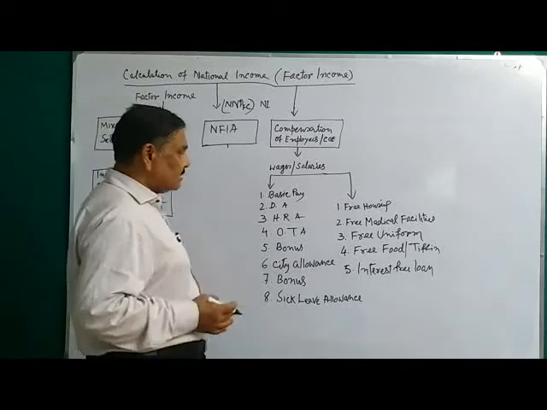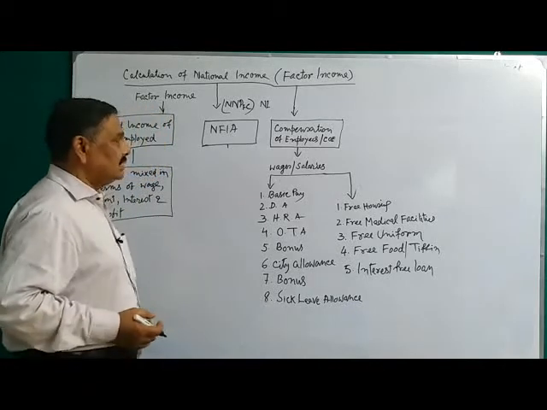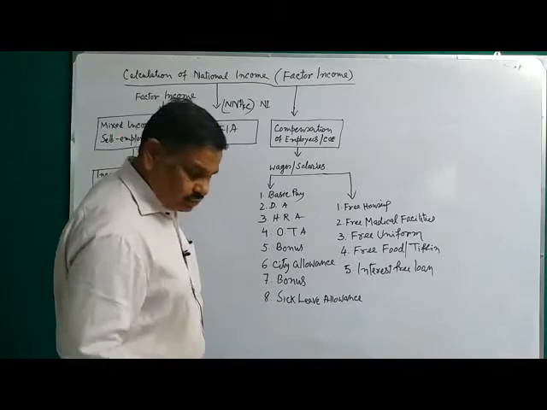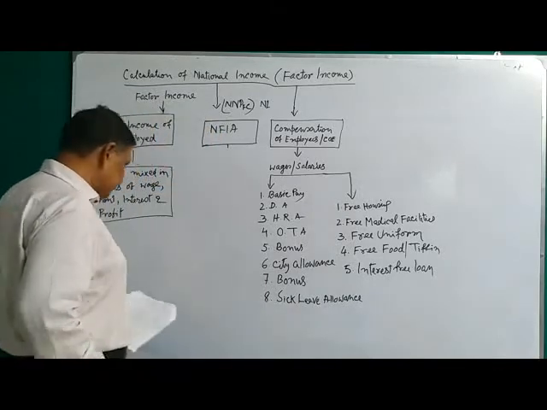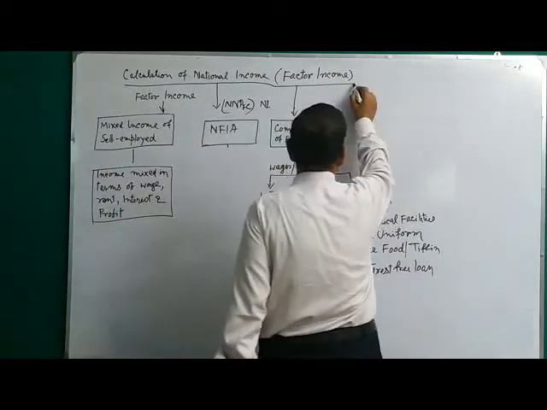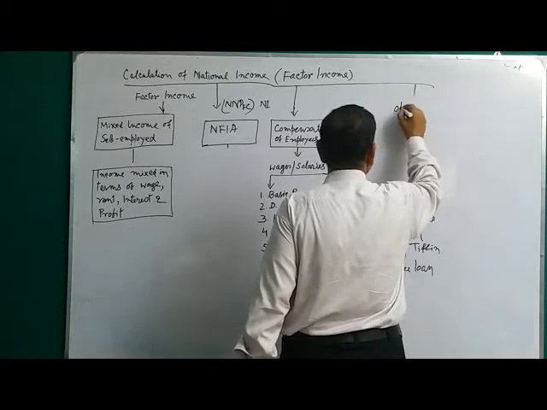There are other things also included in compensation of employees in salaries. I think it should be clear to you. Now all these items are included in the salaries. Now the last one is operating surplus. Number 4 is operating surplus.